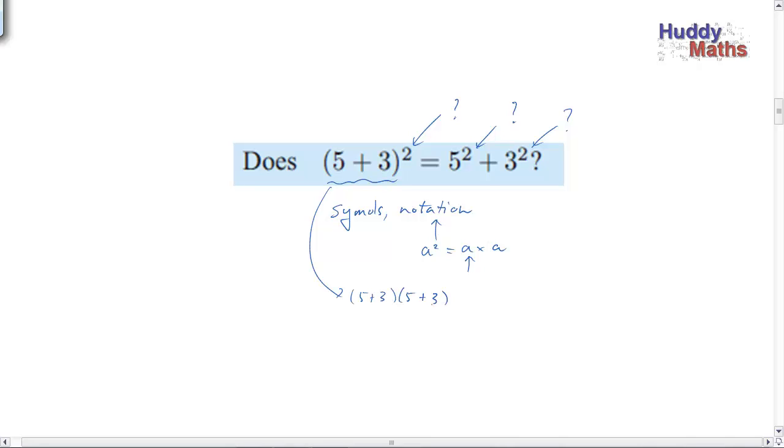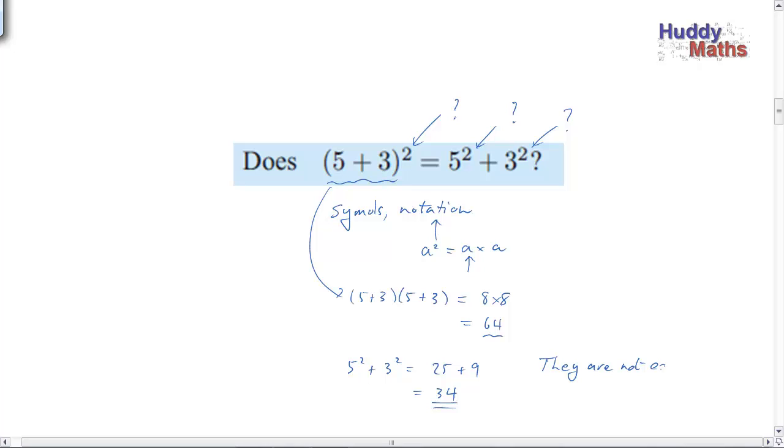Okay, coming back, let's have a look at 5 plus 3 squared. So you've got to do the brackets first. 8 by 8, which is 64. Okay, so that's the left-hand side. Let's work out the right-hand side. 5 squared plus 3 squared is 25 plus 9 is 34. They're not equal. So the answer is no, they are not equal.